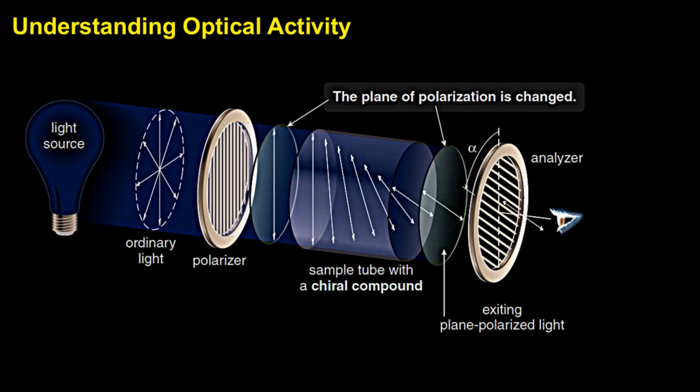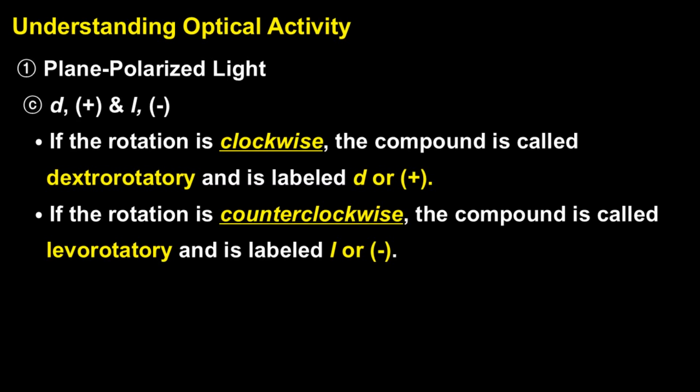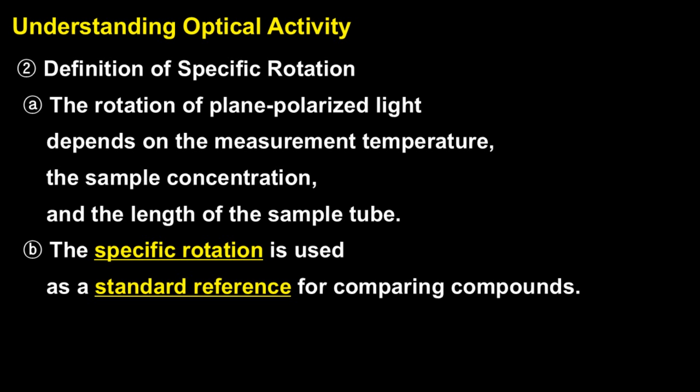This rotation is a key feature of optical activity, and it's really useful in chemistry and pharmaceuticals when studying chiral substances. Optically active compounds can rotate plane-polarized light in two different directions. If the light rotates to the right, we call it dextrorotatory, or D and plus. If it rotates to the left, it's levorotatory, or L and minus.